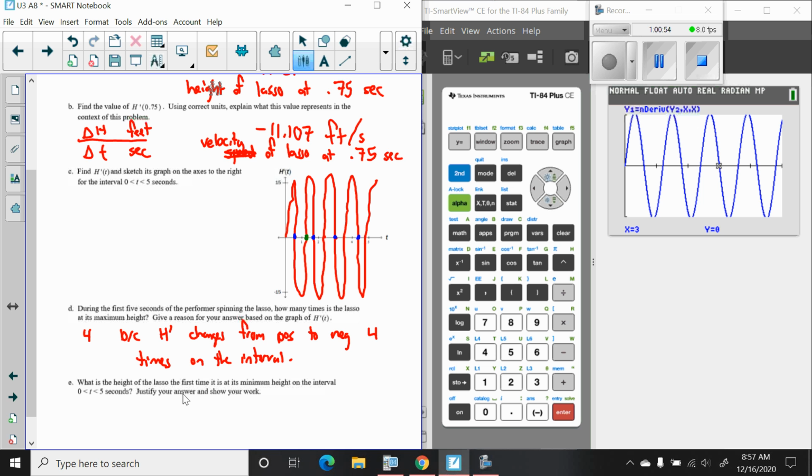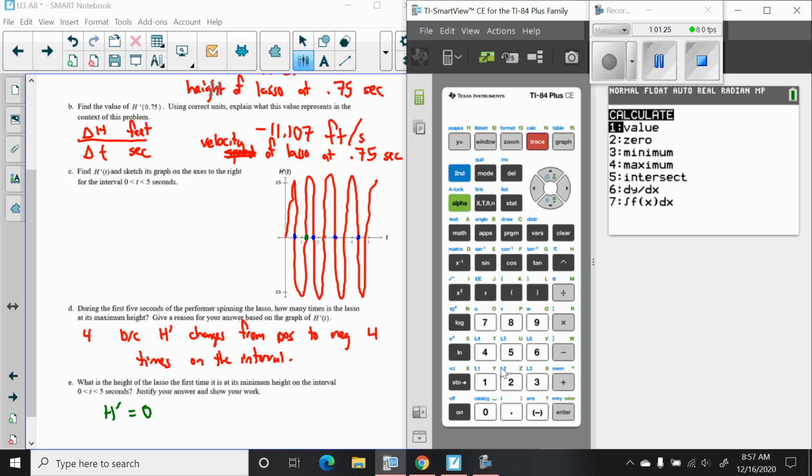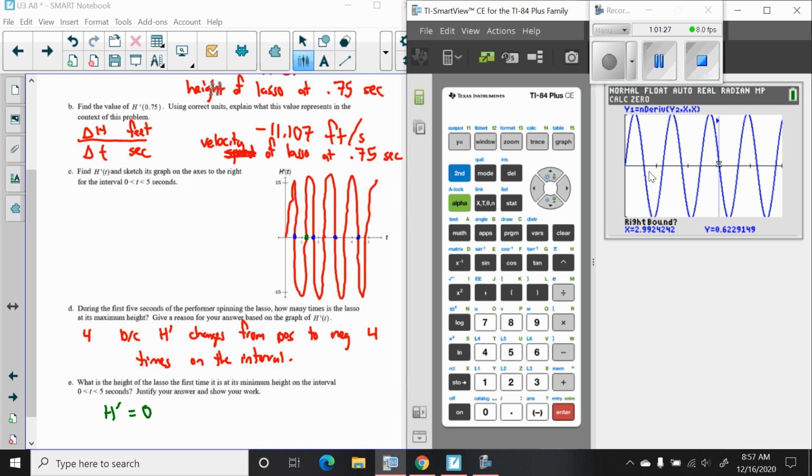Okay, well, so where does h prime equal 0? I don't know how you can show your work on this one. I mean, I'm using a calculator. So that value right there is the minimum. Show the work on my calculator. Second trace, find the 0, and it happens between 1, we'll say 1.5.